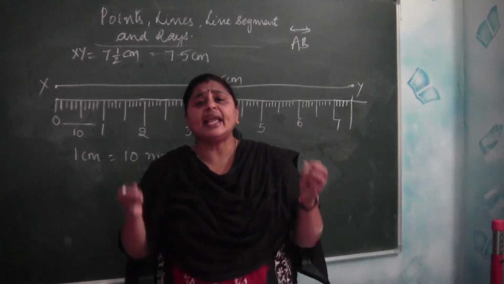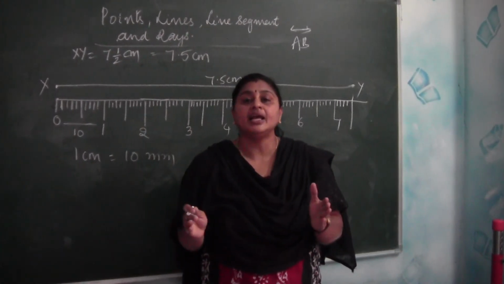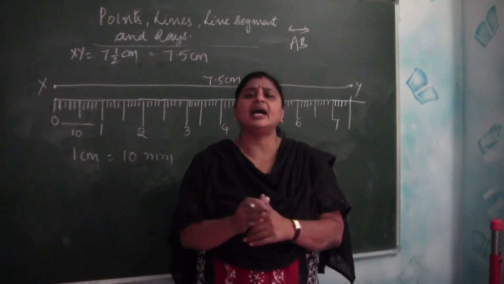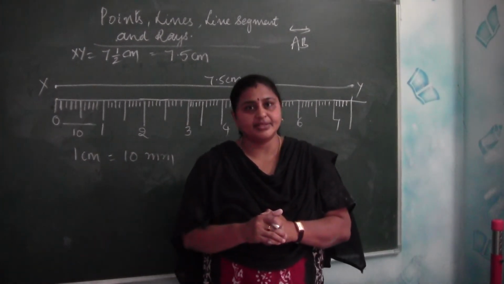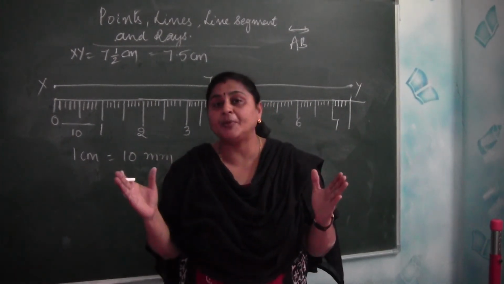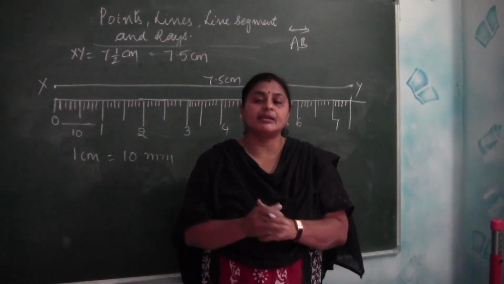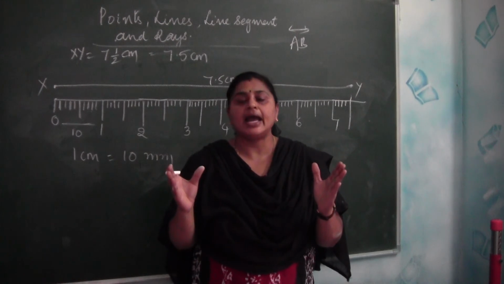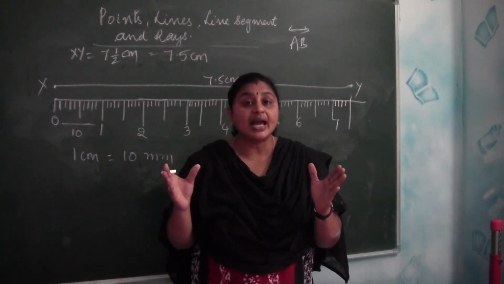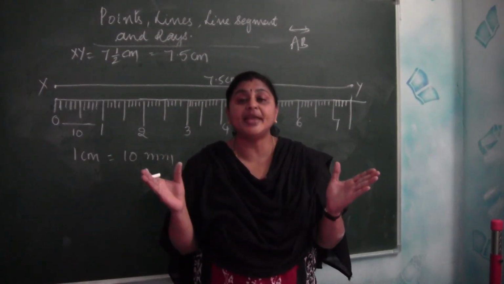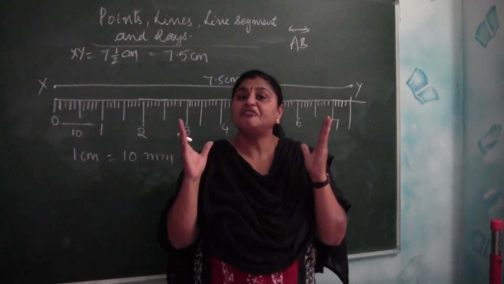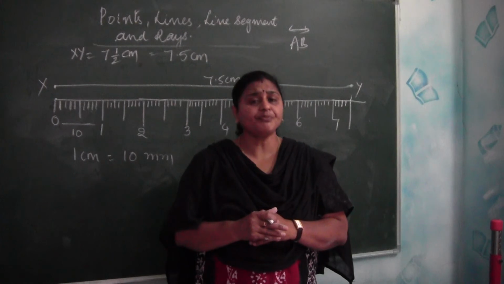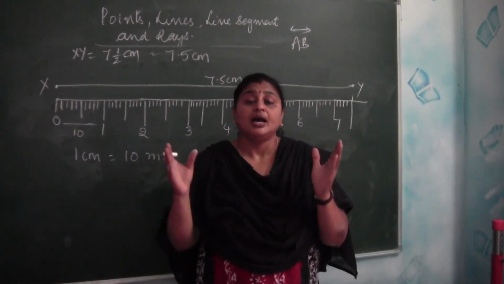And if you take any part of a line, that is called as the line segment. Any part of a line is called as the line segment. A line segment has end point as well as starting point. It has starting point and ending point. And the length of the line segment cannot be extended. It is fixed because it has no arrow marks. Got it, children?